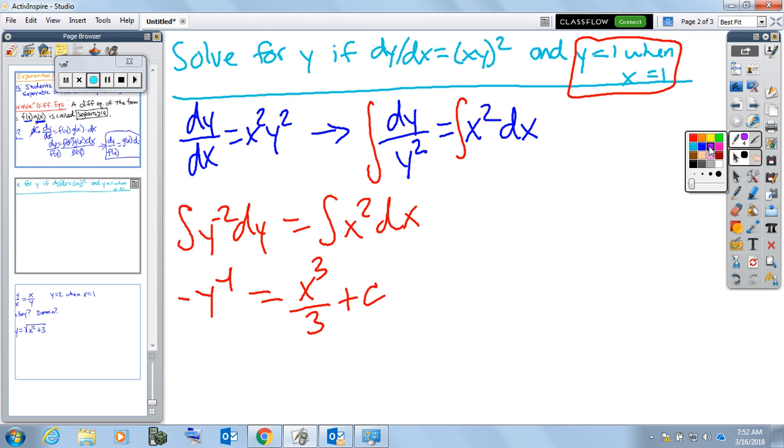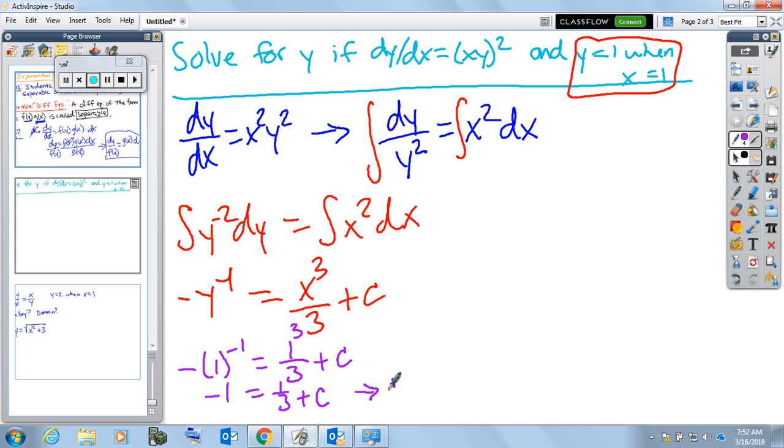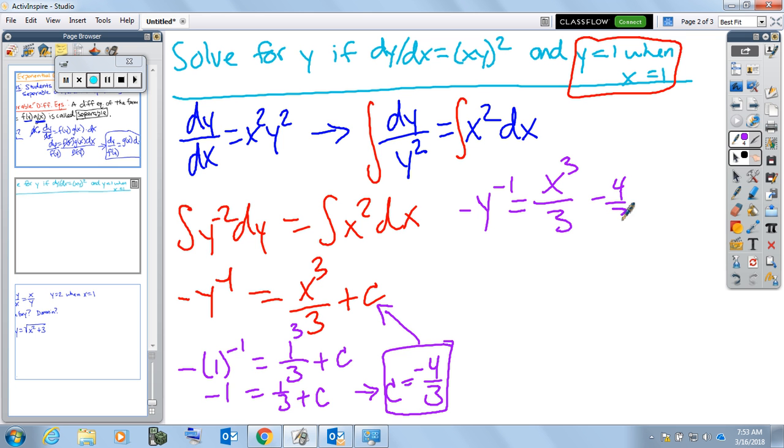So let's take a look. We can substitute this in: negative 1 to the negative first power equals 1 cubed over 3 plus c. Here we have negative 1 equals 1 over 3 plus c, and in the end we see that c is going to equal negative 4 over 3. So here is our value for c to substitute back in. And so this takes us to negative y to the negative first equals x cubed over 3 minus 4 over 3.